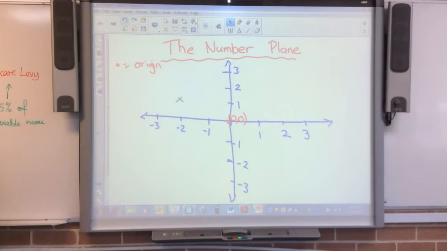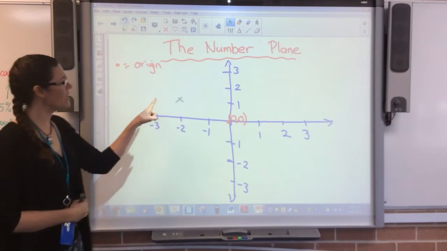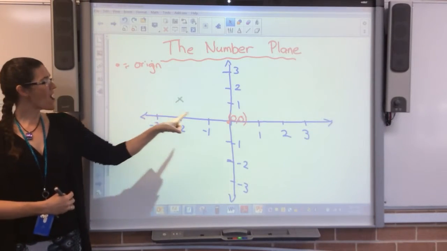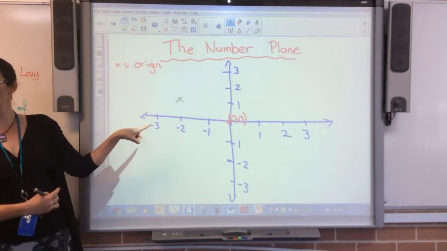looking at the cross where the green is. Draw that cross. So I want you to put a cross in the same spot I did. Okay? Can you see here, I have gone backwards.